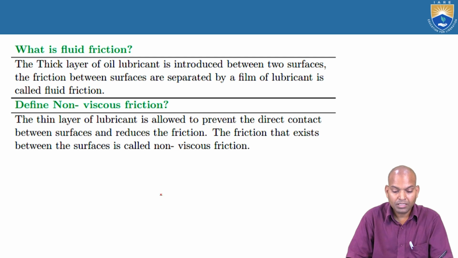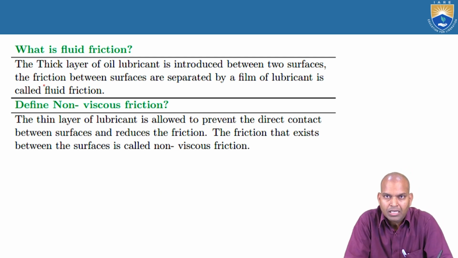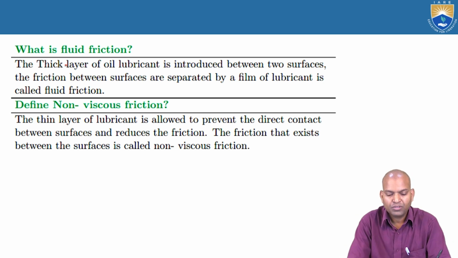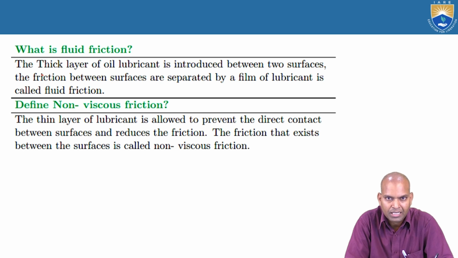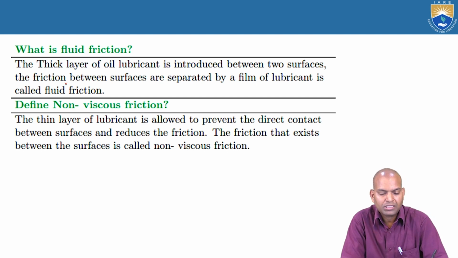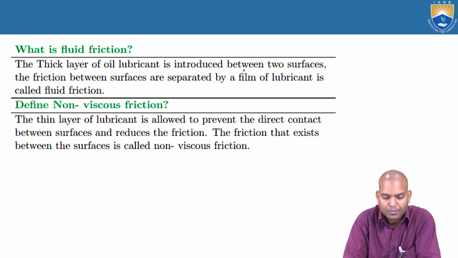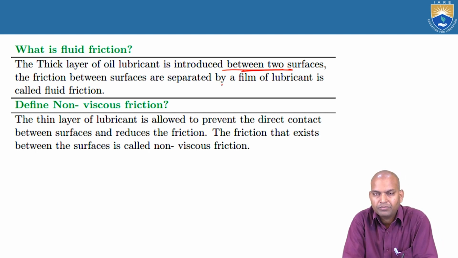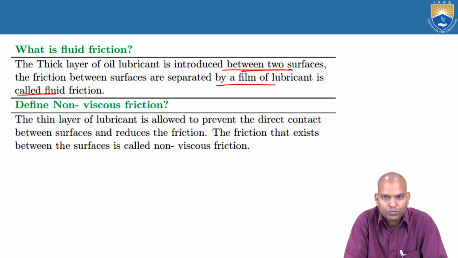The next one is fluid friction. Fluid friction means friction that occurs in a fluid. Another meaning is that it takes place between thin layers and the solid surface. Suppose a thick layer of oil lubricant is introduced between two surfaces. The friction between surfaces separated by a film of lubricant is known as fluid lubrication or fluid friction.